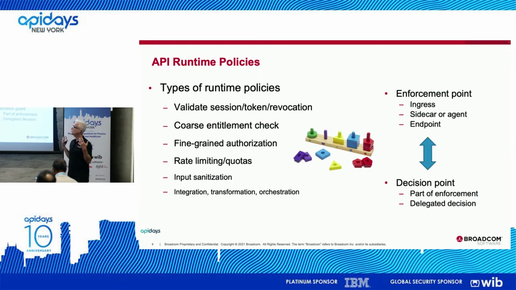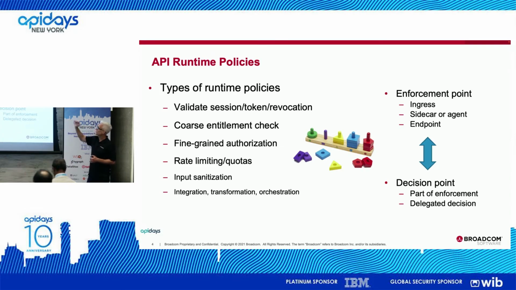So what do we mean when we talk about API runtime policies? Types of runtime policies: we want to validate session, token, revocation, things like that. Coarse entitlement checks: maybe you want to check that you've got a claim in your JWT that has the scope relevant to the operation you're doing for the specific API call. You can even do some fine-grained authorization as part of your API infrastructure. We do things like rate limits and quotas, a lot of input sanitization, and a lot of other things I'm not going to dig into.